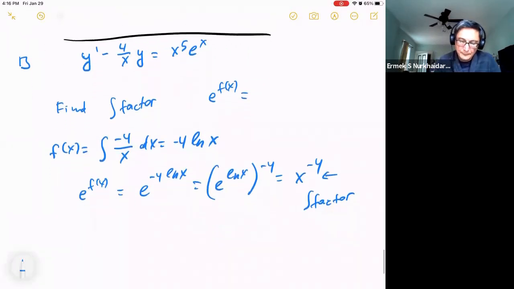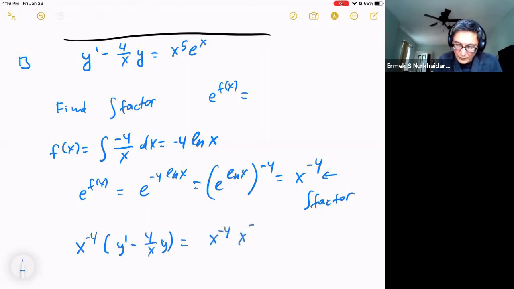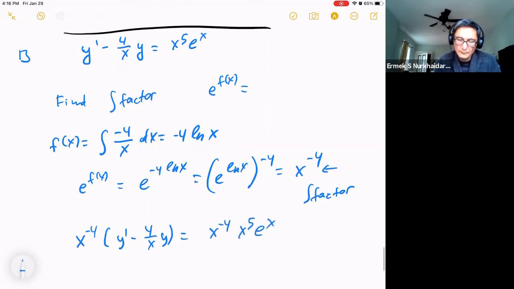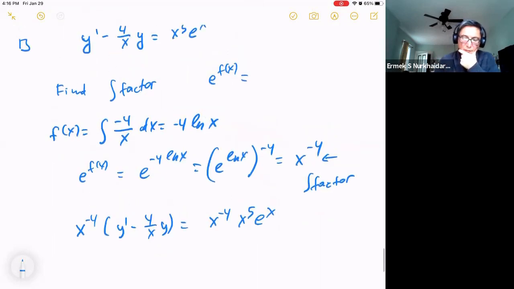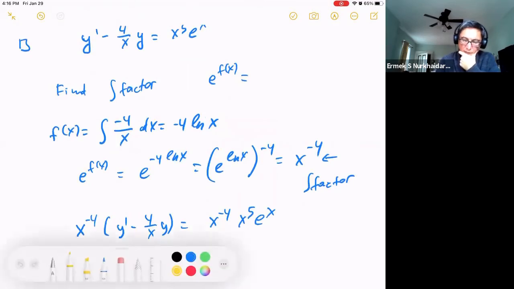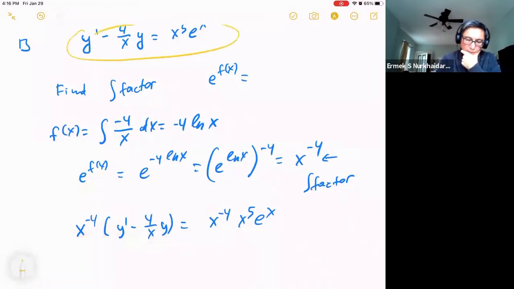Okay. So I'm taking x to the negative 4. I'm going to multiply it by y prime minus 4 over x y equals x to the negative 4, x to the 5, e to the x. So I'm substituting it, I'm multiplying that one by x to the negative 4, right? By the integral factor.